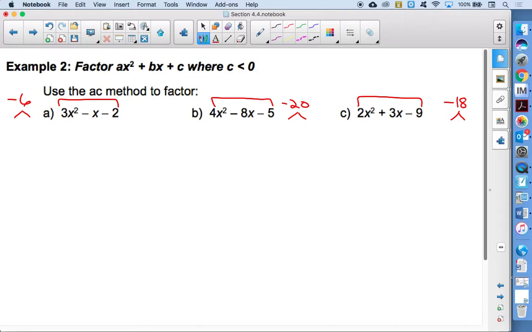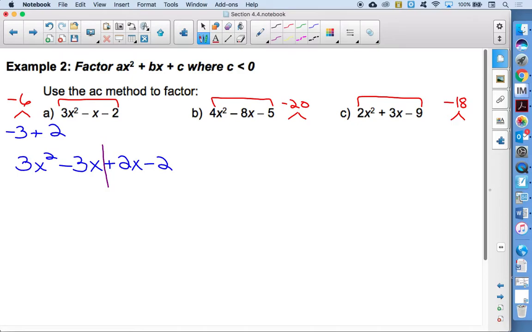Ethan, what numbers are you picking to make a negative 6? I choose negative 3 and 2, sorry. There you go. That's right. So 3x squared minus 3x plus 2x minus 2. Good. Again, try and put the numbers that have GCF in common next to each other.